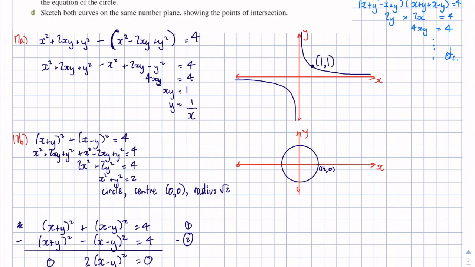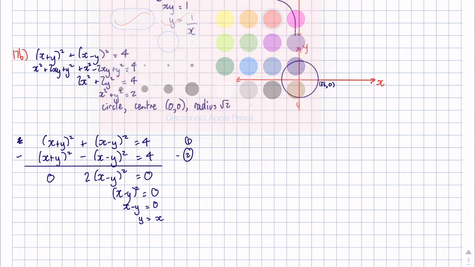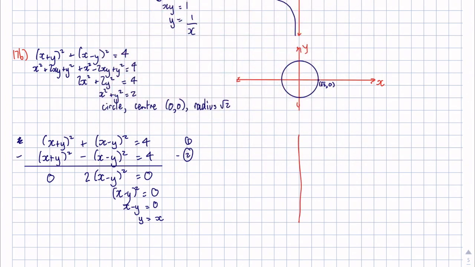Sketch both curves on the same number plane, showing the points of intersection. Great, so this one I'm actually going to have to do pretty well. I'm going to start off with this line, x equals y. So x equals y has a gradient of 1. When x is 1, y is 1. X is 2, y is 2. X is 3, y is 3. Same with the minuses.